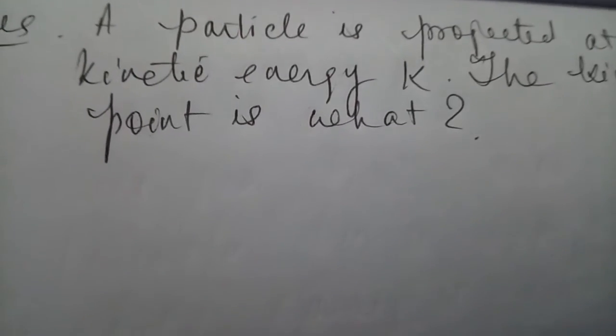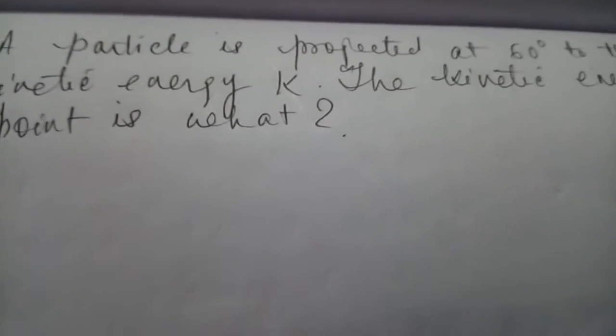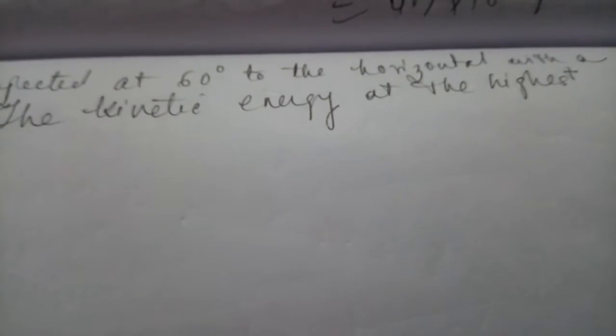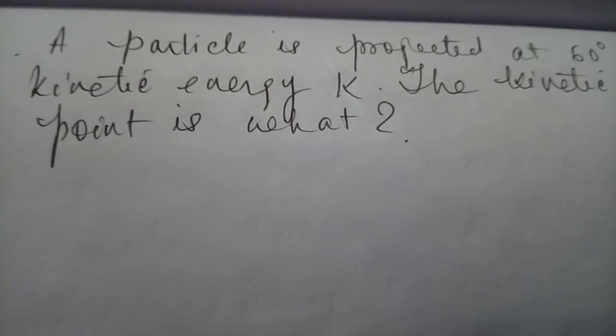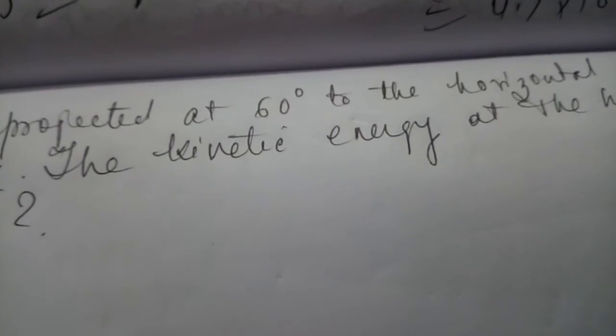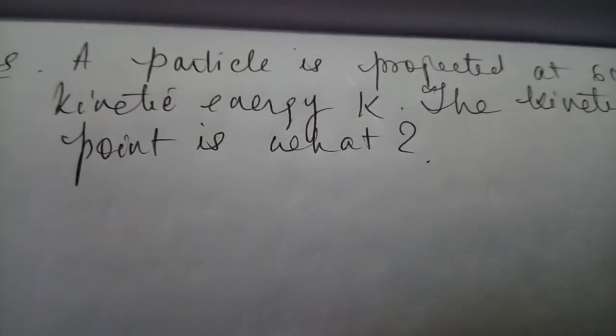It simply means there is a particle and the angle of projection is 60 degree, and we need to find out the kinetic energy at the highest point. We need to calculate the kinetic energy at the highest point. That is what the question is given. Now we all know that it is projected at 60 degree to the horizontal. So here we will take the kinetic energy.